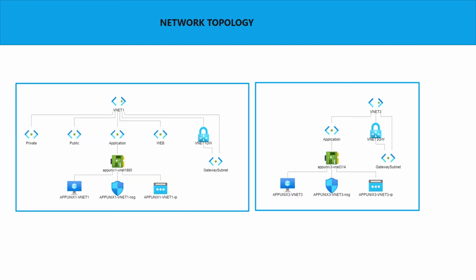This is the current network topology that we see. I have an app Unix machine 1, which is part of VNet1, and that is part of the subnet application. Similarly, I have the same machine here, app Unix 3, which is part of VNet3, and that is also part of the subnet application. Now, two things got added here: the VNet Gateway and the Gateway Subnet. This is the VNet Gateway we provisioned for VNet1, and this is the gateway we provisioned for VNet3.